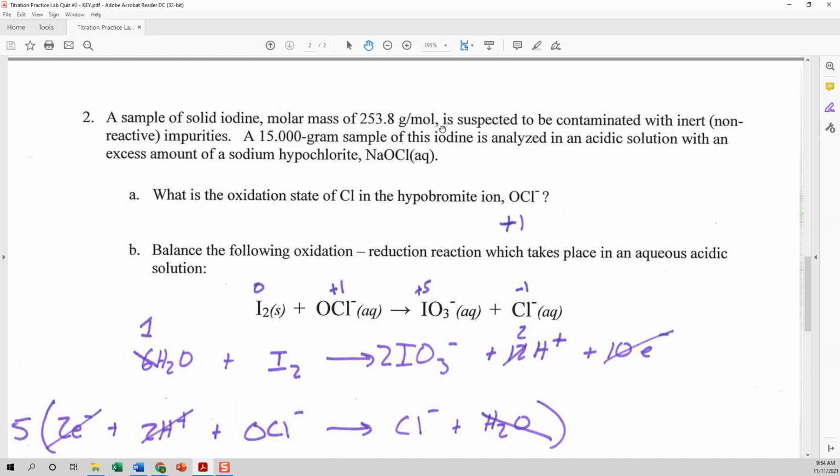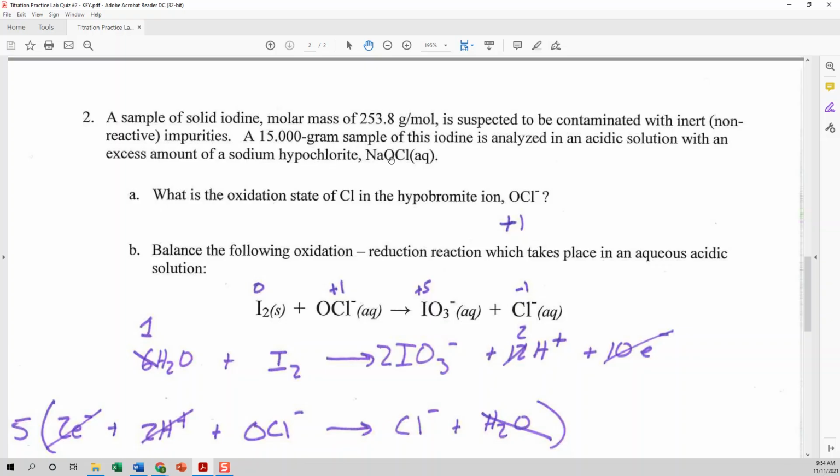So we take a 15-gram sample of this iodine mixture. So this 15 grams is not all iodine. It's 15 grams of iodine and some other stuff. And our goal is to figure out, I guess, if we read forward in the question, what is the percent of iodine in this 15-gram sample? All right, so some of it's iodine, some of it's not. We want to figure out how much of it is iodine, right? And so we take a 15-gram sample of the iodine and we analyze it in an acidic solution with excess amount of sodium hypochlorite.